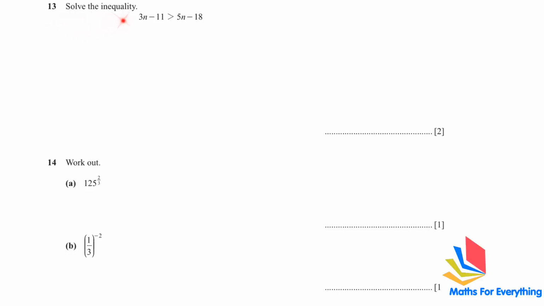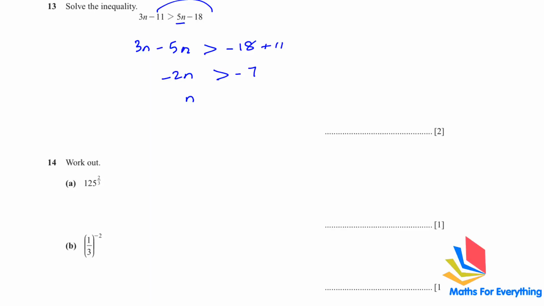Question number 13, solve the inequality. Whenever you have algebraic equations like that, we bring the like terms together. So all the n on one side and the numbers on the other side. The plus 5 when you move to the other side will be negative 5, and the negative 11 will be positive 11. 3 minus 5 will give us negative 2n, and negative 18 plus 11, negative 7.